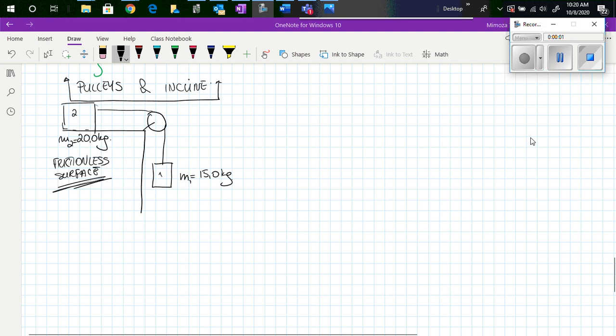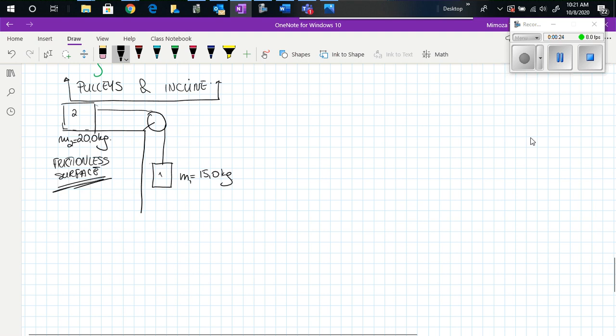Let's start with Pulley and Incline now. So we have this as a situational diagram. We have a horizontal surface where at the corner of this surface there is a pulley, an ideal pulley, we should say.